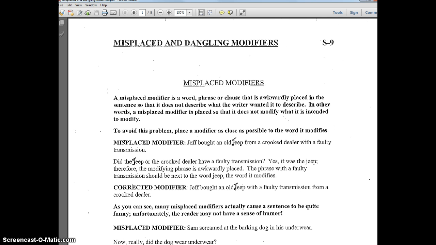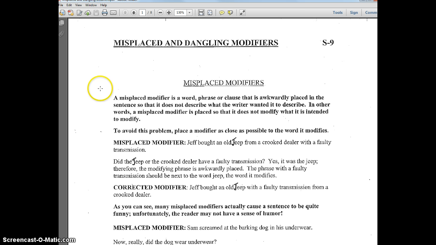So if you look at the sample sentence, Jeff bought an old Jeep from a crooked dealer with a faulty transmission. You're left asking the question, did the Jeep or the crooked dealer have a faulty transmission? Yes, it was the Jeep. Therefore, the modifying phrase is awkwardly placed. The phrase with the faulty transmission should be next to the word Jeep, the word it modifies, not the crooked dealer, because generally people do not have transmissions. So you would correct it by saying, Jeff bought an old Jeep with a faulty transmission from a crooked dealer.